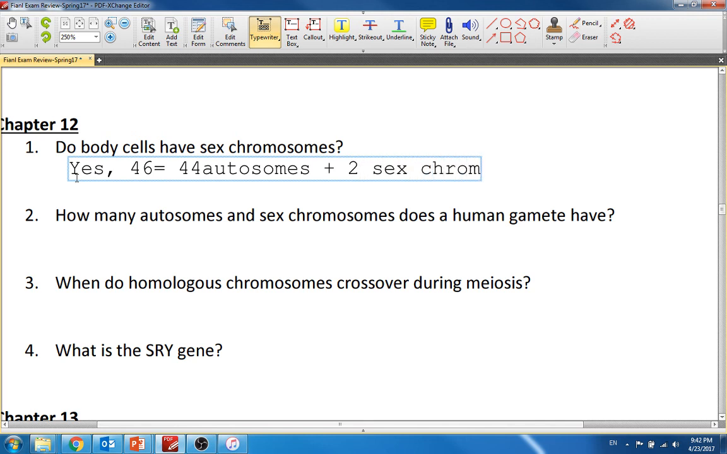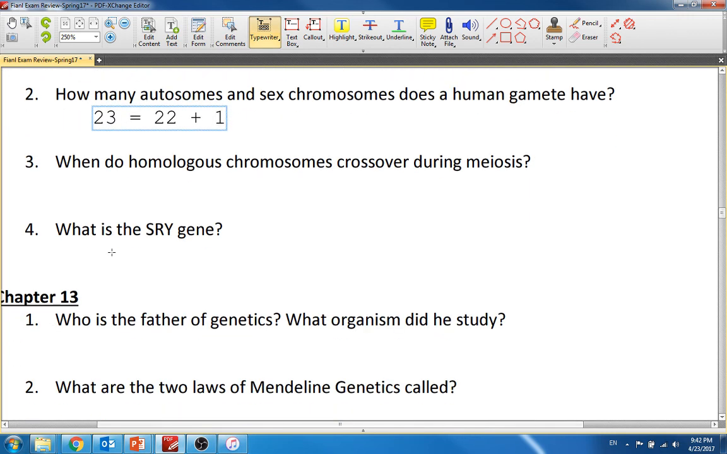Number 2, how many autosomes and sex chromosomes does a human gamete have? A gamete has half the number of the chromosomes that's found in a regular somatic cell. So altogether it's 23, but that 23 can be put into 2 categories, 22 being autosomes and 1 being the sex chromosome. Number 3, when do homologous chromosomes cross over during meiosis? That would be prophase 1.